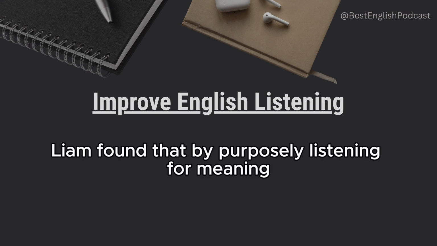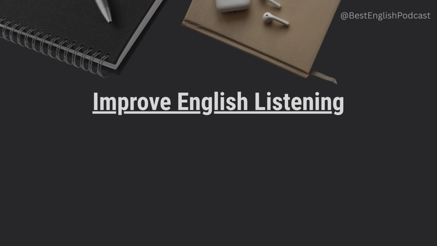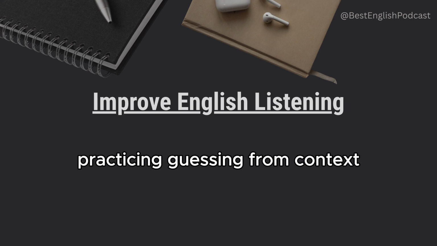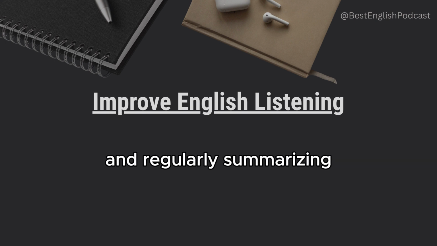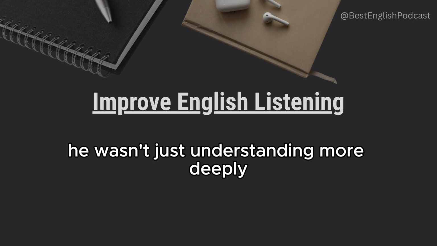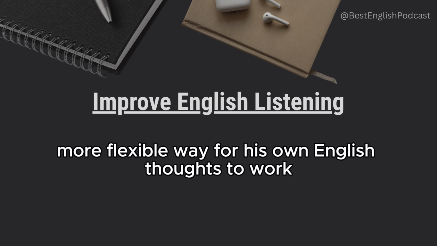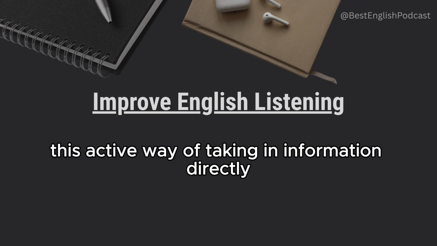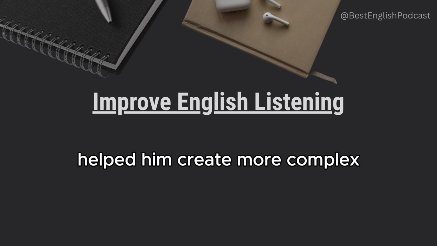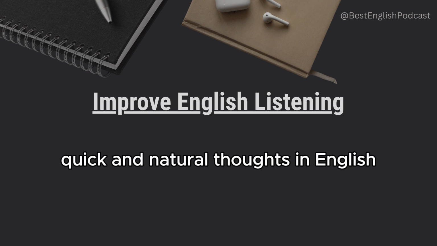Liam found that by purposely listening for meaning, practicing guessing from context, and regularly summarizing, he wasn't just understanding more deeply. He was also building a stronger, more flexible way for his own English thoughts to work. This active way of taking in information directly helped him create more complex, quick, and natural thoughts in English.